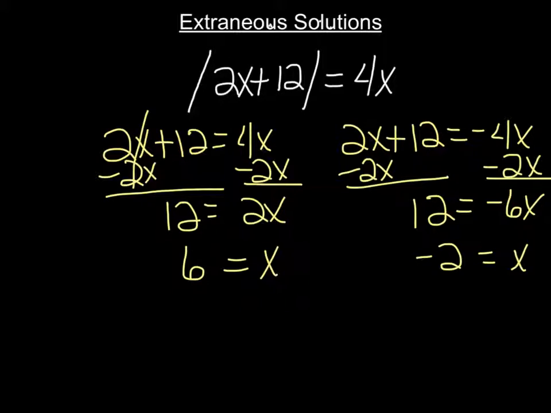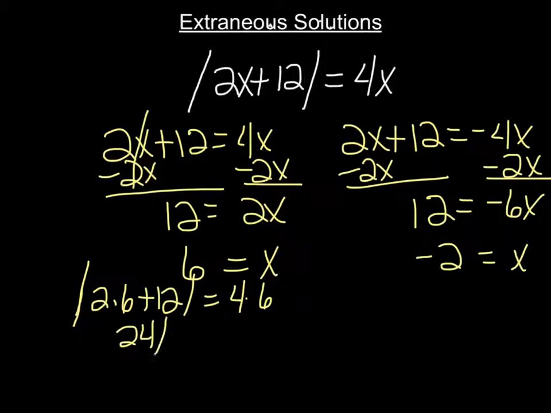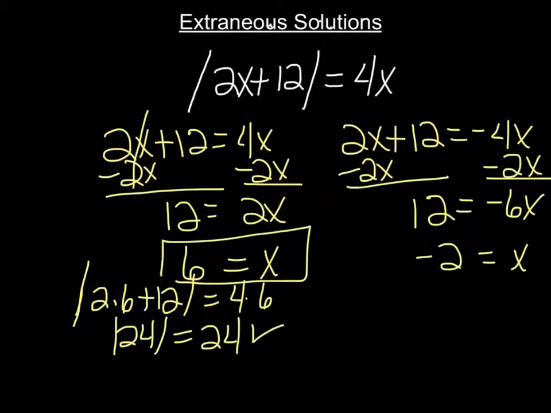Okay, so if we have the absolute value of 2 times 6 plus 12, does that equal 4 times 6? All I did was rewrite the equation, and we substituted 6 in there. 2 times 6 is 12. 12 plus 12 is 24. The absolute value of 24 equals 4 times 6, which is 24. That's true. So therefore, 6 is a true solution.